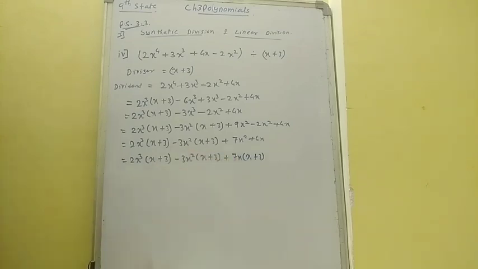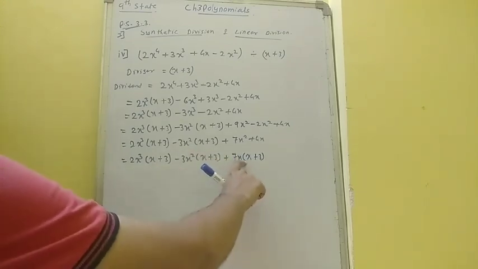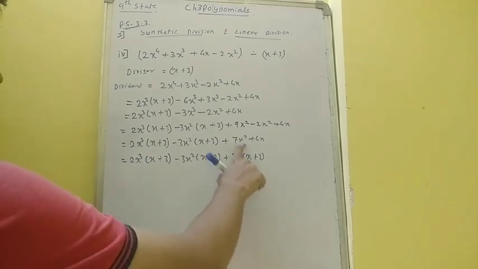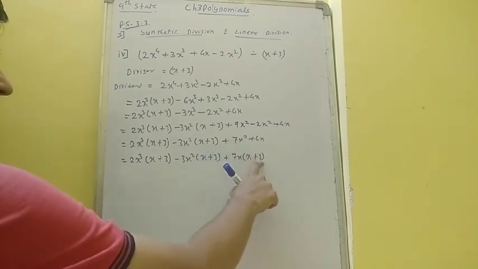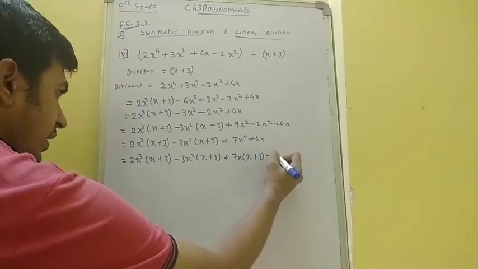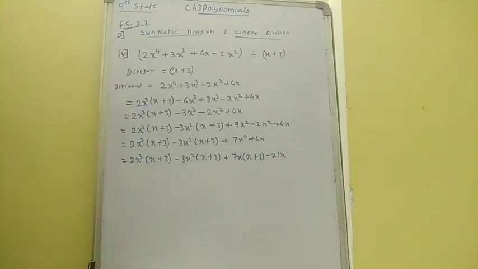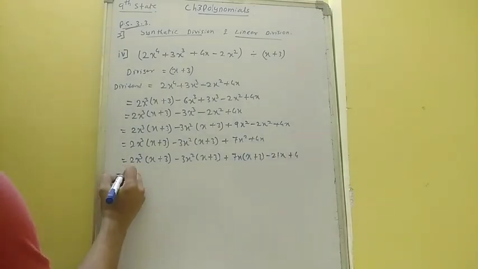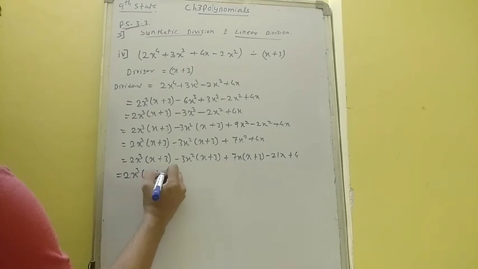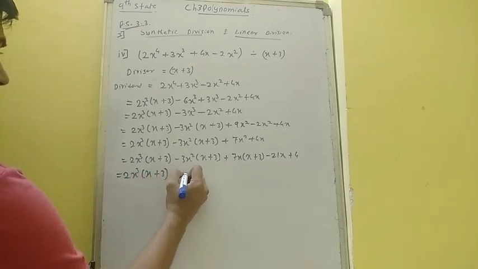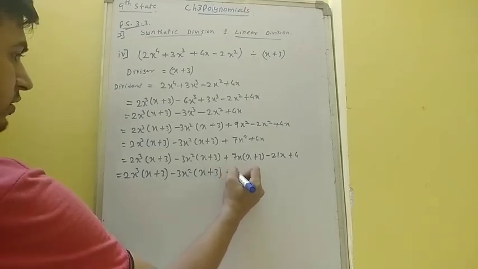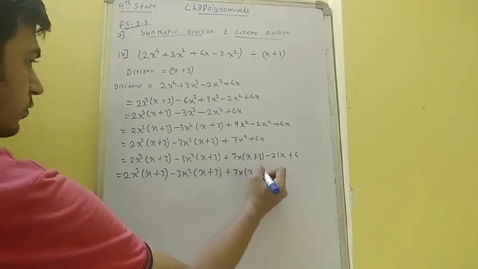Okay, as I need to write this divisor always. So 7x into x is 7x square, and 7 3s are 21. Plus 21 will be balanced by minus 21x. Okay, plus 4. So 2x cube as it is, x plus 3 minus 3x square, x plus 3 plus 7x, x plus 3.